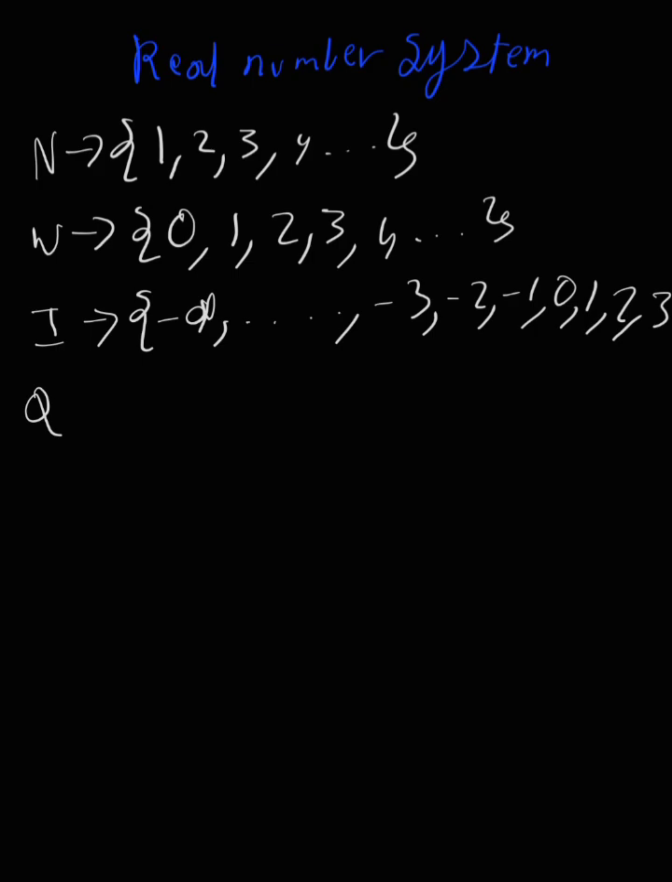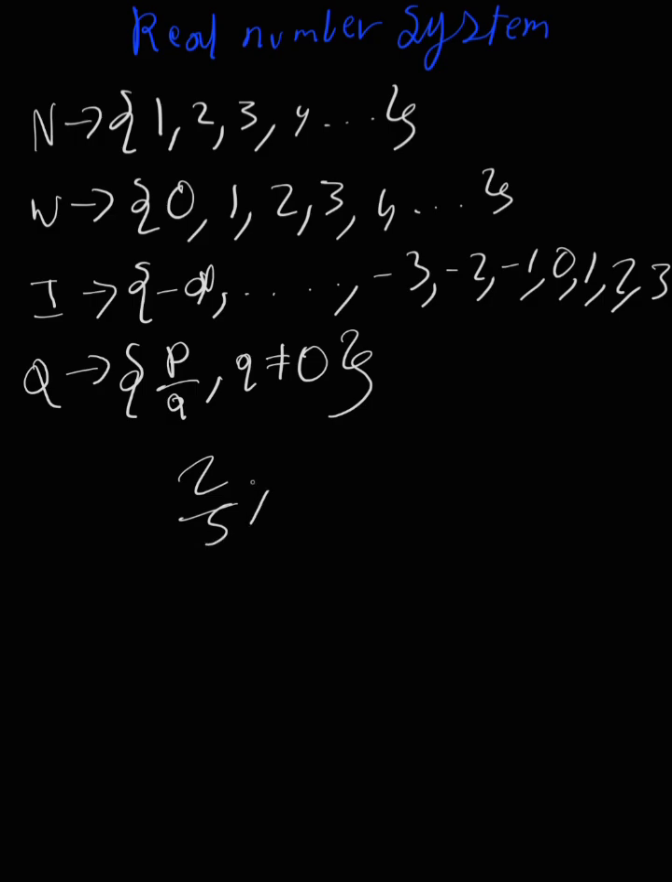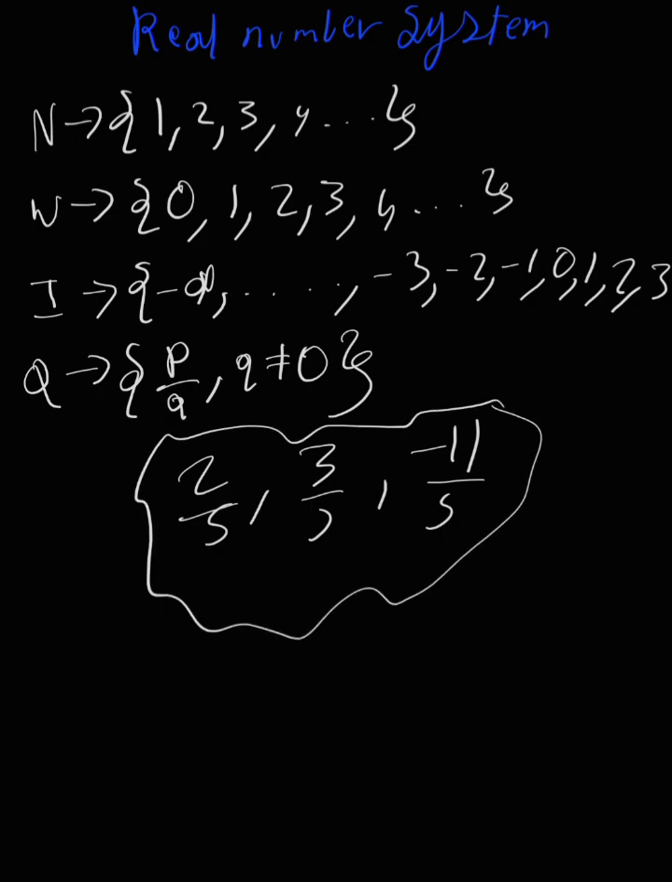Now, then there is Q. Q here represents rational numbers. Rational numbers are those numbers which can be written in the format of p by q, okay, where q is not equal to 0. So it can be any number, say 2 upon 5, right? 3 upon 5, minus 11 upon 5, any number of this sort, which are called rational numbers.